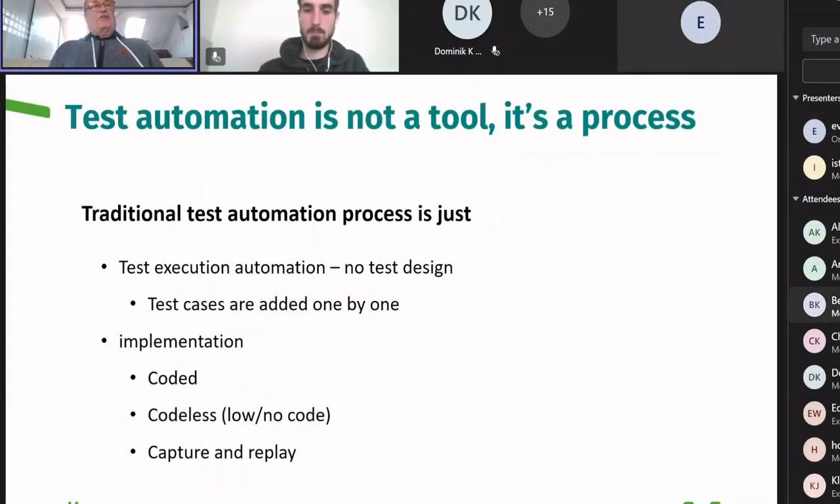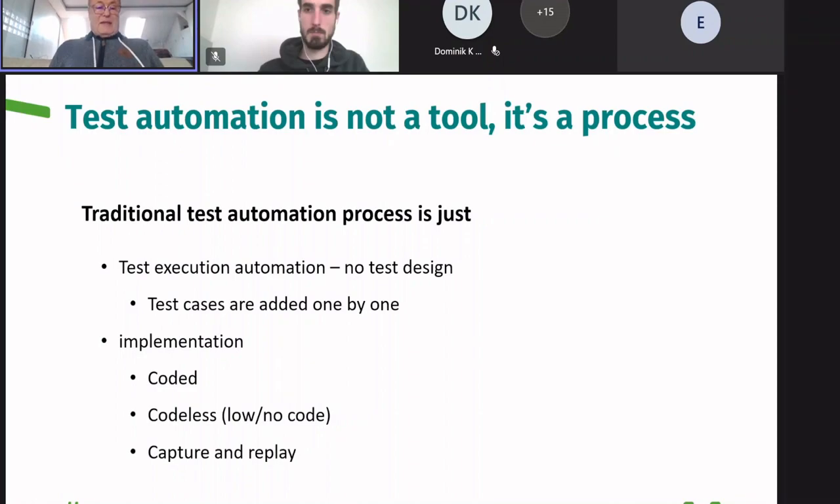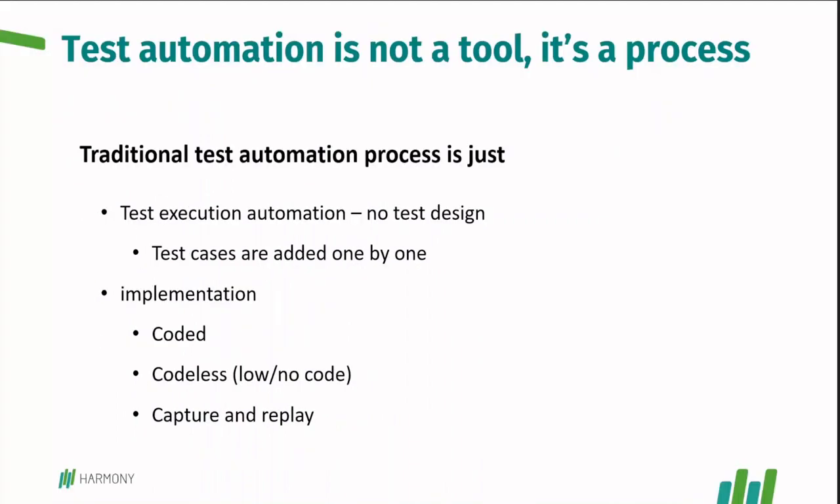The traditional test automation process is just a test execution automation because no test design is involved. And in this case, test cases are added one by one. There are 3 different types to do this. The first is the coded, the second is the codeless, low code or no code, and finally the third is the capture and replay. However, we all know from more than 20 years that capture and replay method is not good because the maintenance cost will be very high.